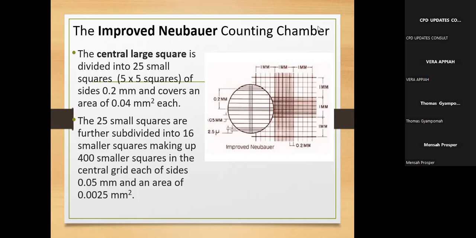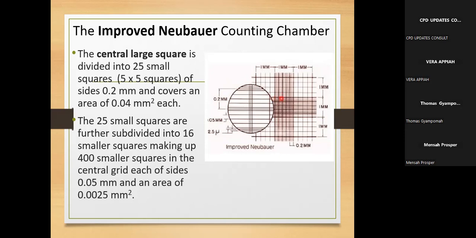I'll tell you why I saw that I've made a mistake. The entire central area here is 1 millimeter. This one, no mistake, has first been divided into 25. It means each side must first be divided by 5 to give you a size. If you divide 1 by 5, you get what? 0.2. Are you following that? So 1 divided by 5 gives you 0.2.